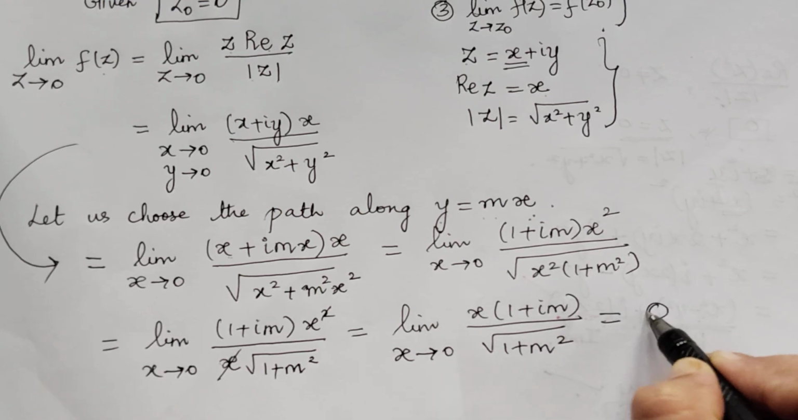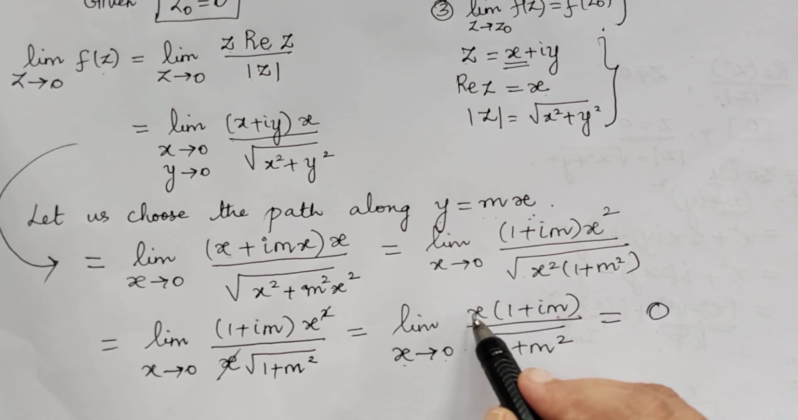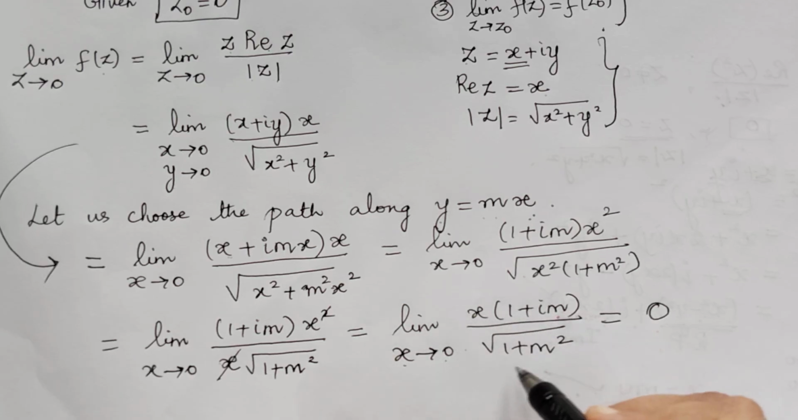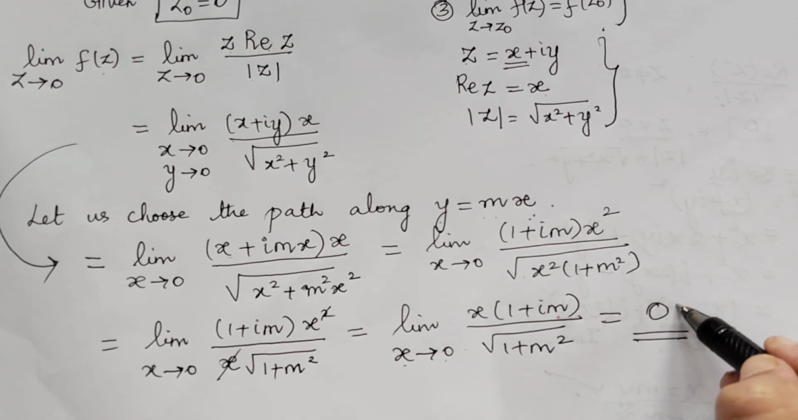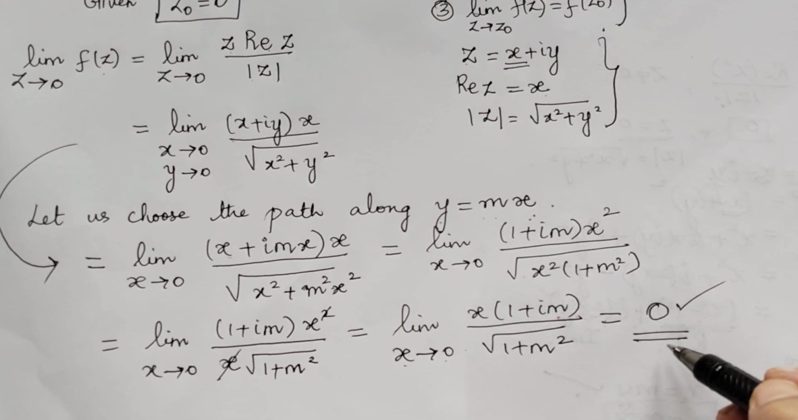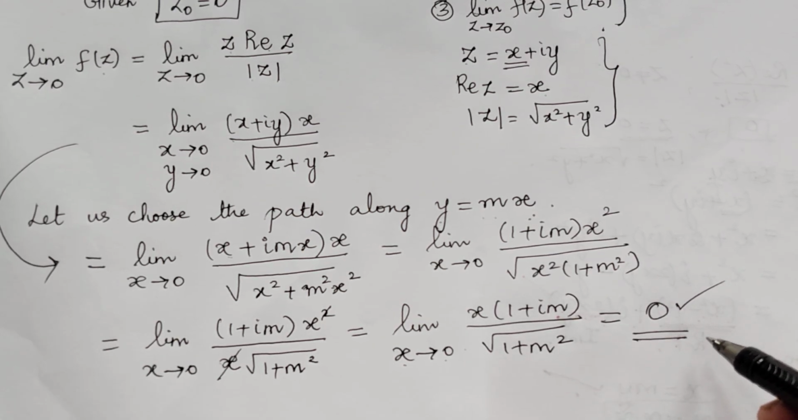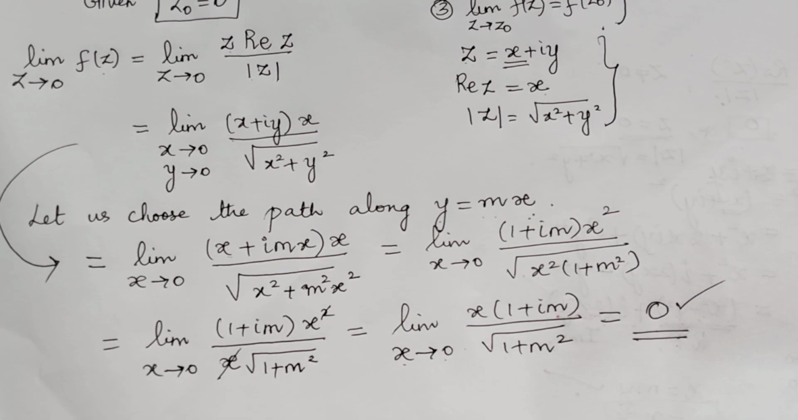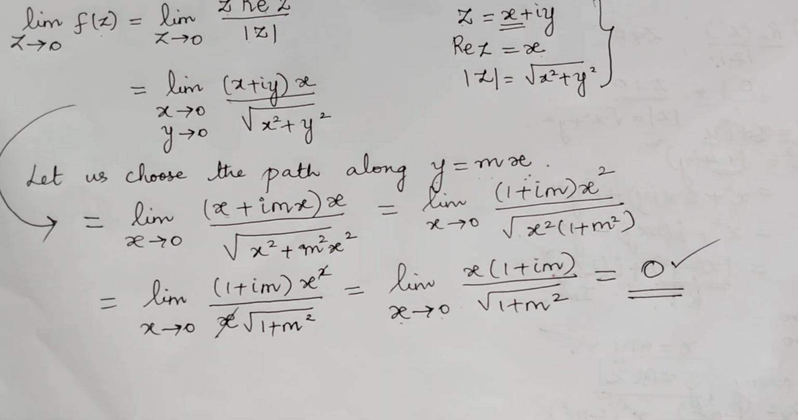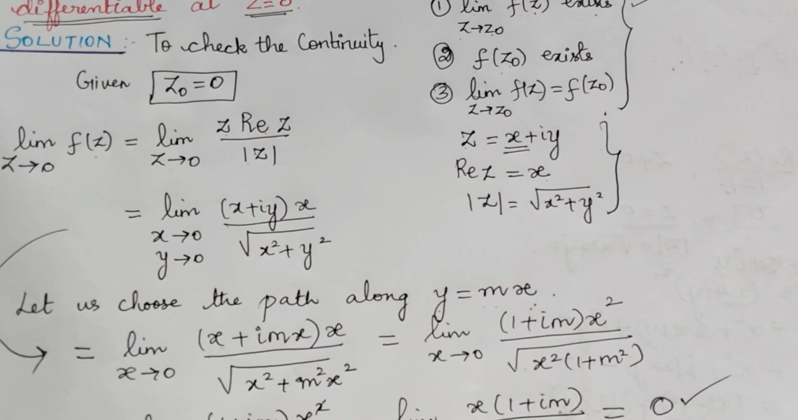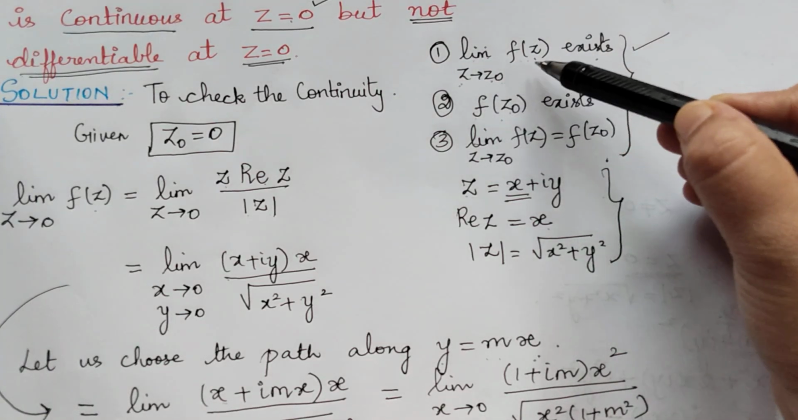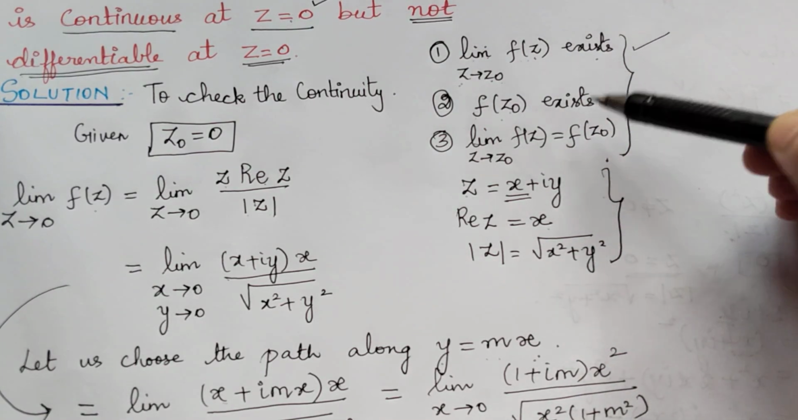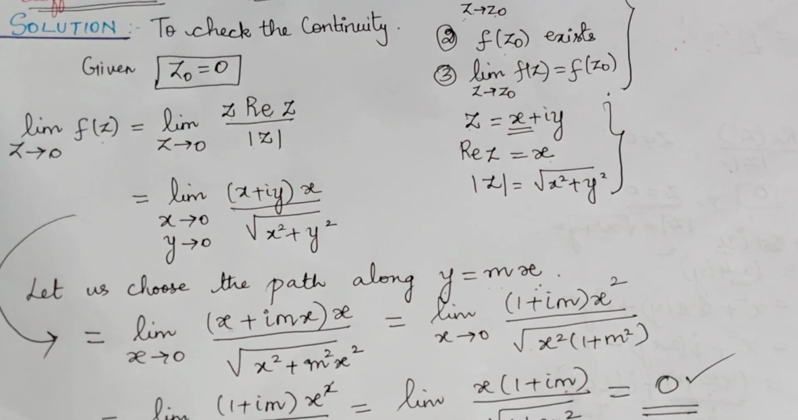And this will be equal to 0 as x tends to 0, because when we take 0 here, this term completely becomes 0, and therefore the limit exists. Because it is equal to 0, we have a value for the limit, which implies that the limit exists, and the first condition of continuity is satisfied over here. So we see that limit z tends to z naught of f of z exists. Now we shall check the second condition.